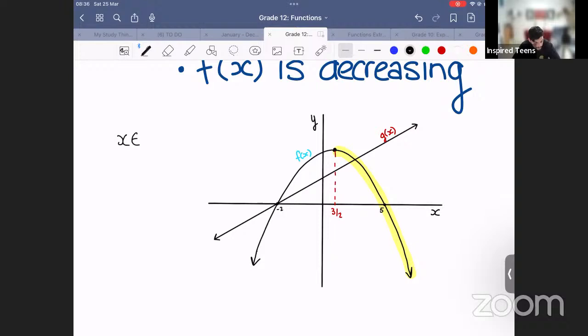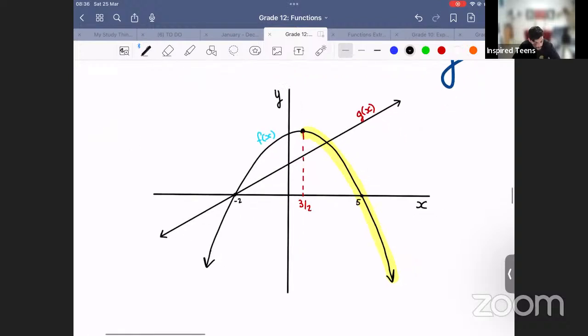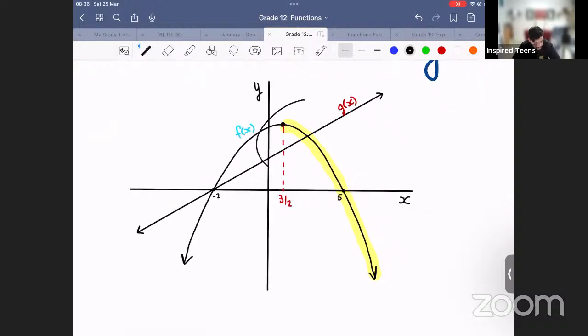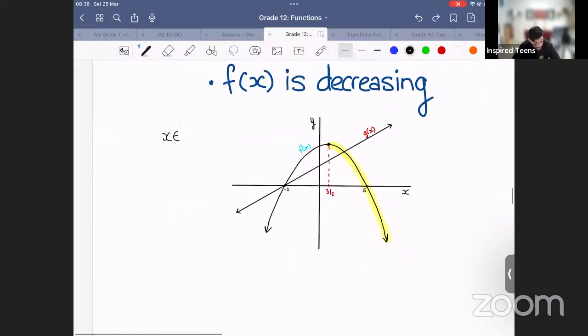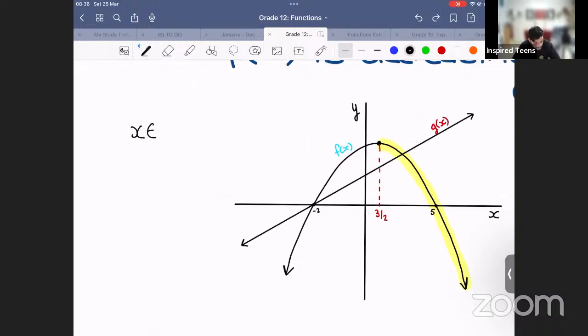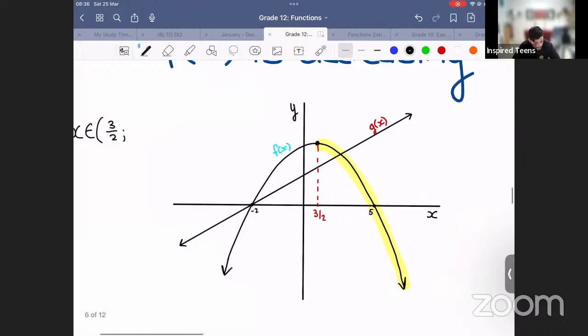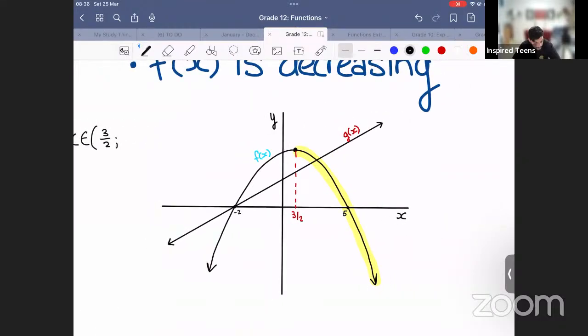Three over two, correct. Okay, 3/2 is correct. The most left part is 3/2. What about the most right part? So I'm going to say x is an element of. I don't include, I'll mention exactly why in a bit. What's the most right value of the highlighted part of the graph? Positive infinity, exactly, brilliant, right?